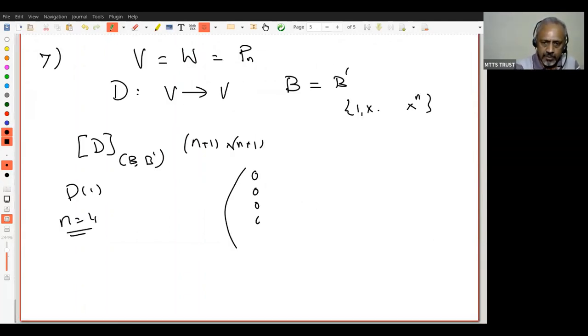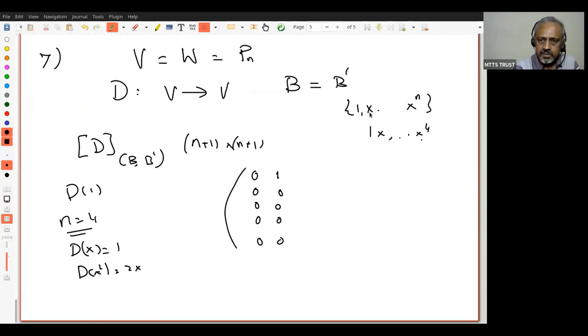Therefore, there will be 5. Okay. I have 1, x, x power 4. There are 5 elements. Then D of x will be 1, therefore it is 0 times the first one and 1, and 0, 0, 0, 0. Right? And D of x squared will be 2x, but that is 2 times the second base vector in the codomain, therefore it's going to be 0, 2, 0, 0, 0.